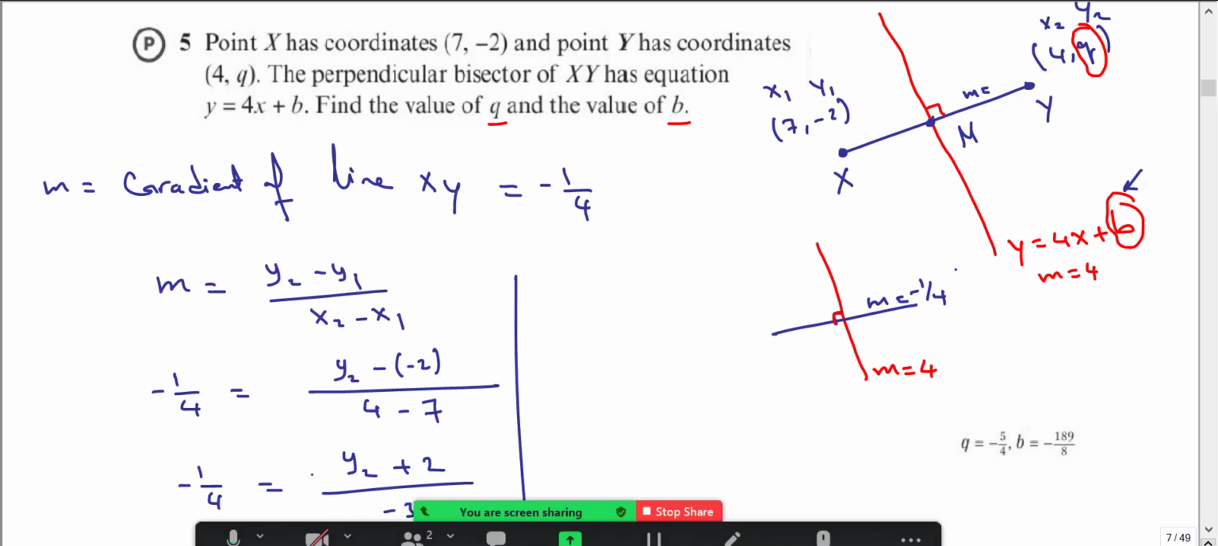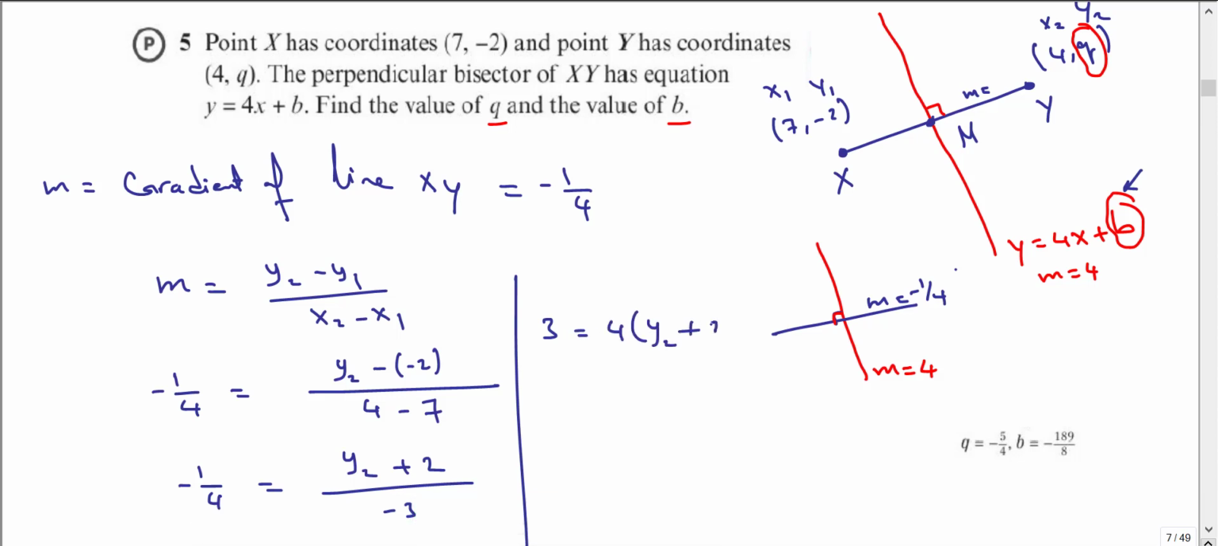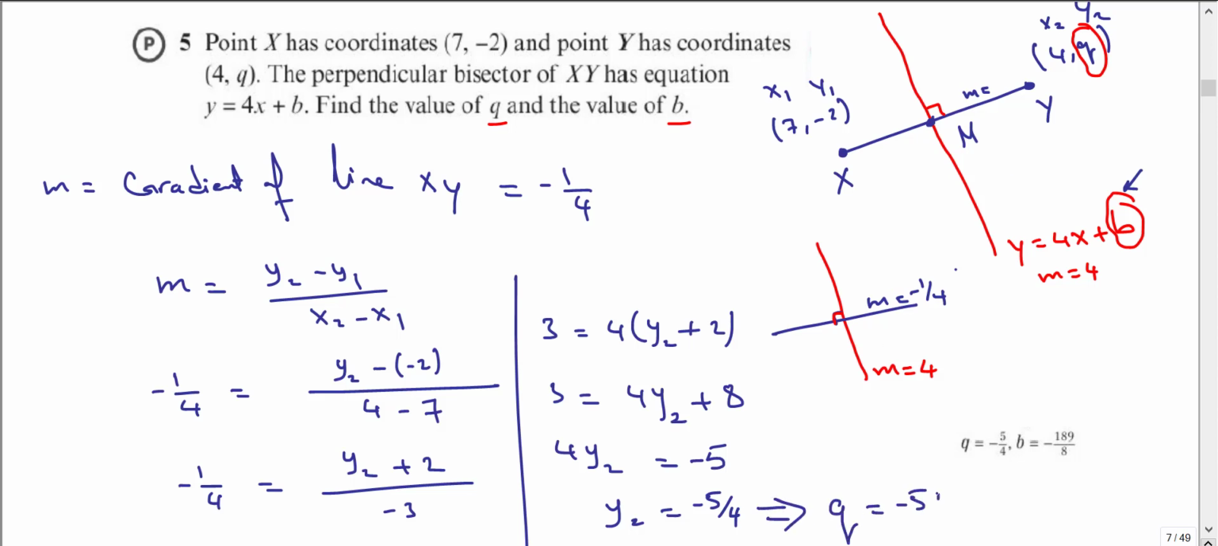Okay, so cross multiply, Adam. It will be 3 equals 4 times Y2 plus 2. That means 3 equals 4Y2 plus 8. Move the 8 to the other side: 4Y2 equals, sorry, minus 5. So Y2 will equal negative 5 over 4. Y2 is the same as Q. This means Q is negative 5 over 4.